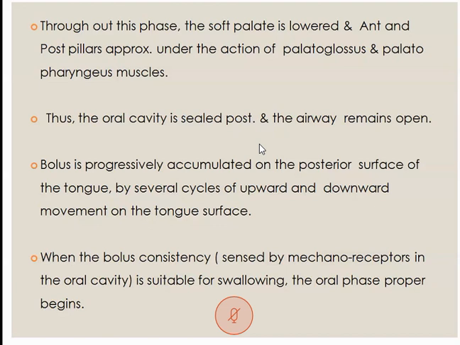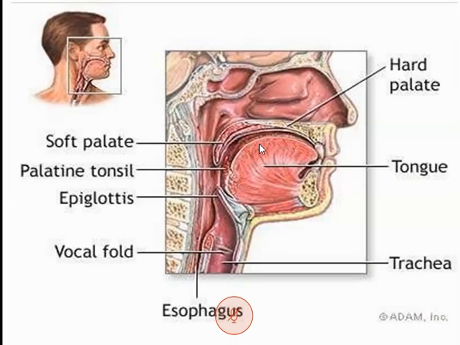The bolus is progressively accumulated on the posterior surface of the tongue by several cycles of upward and downward movement on the tongue surface. This bolus slowly passes to the posterior surface. When the bolus consistency is sensed by the mechanoreceptors in the oral cavity as suitable for swallowing, the oral phase proper begins. This is all the preparatory phase.